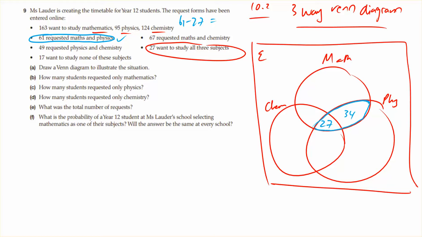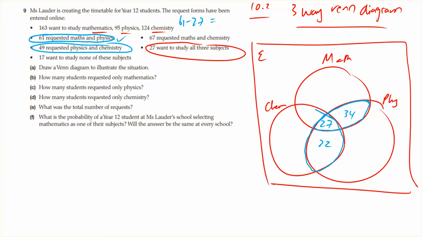Okay. Now we do a similar thing to chem and physics. So I'm going to look at this intersection now. Chem and physics, 49 requested chem and physics. So 27 plus what gives you 49? You just go 49 minus 27 to work that out on your calculator, 22.